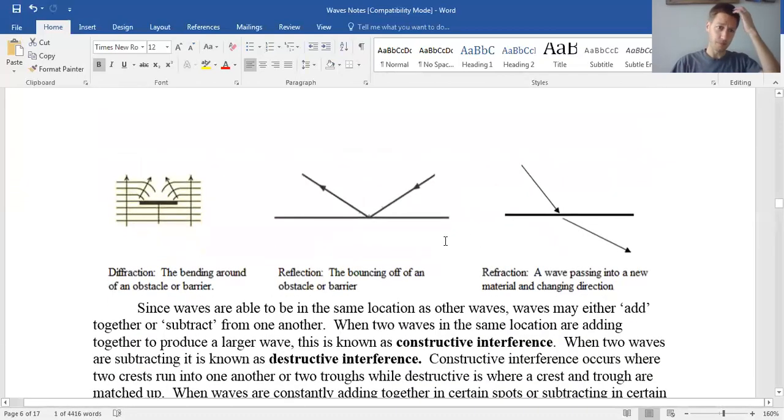So again, here are some pictures. Diffraction: if we have some barrier in the way and a wave coming towards it, the waves just bend around it. Reflection just bounces right off. Refraction, we travel through it, but then we change direction as we go through it.